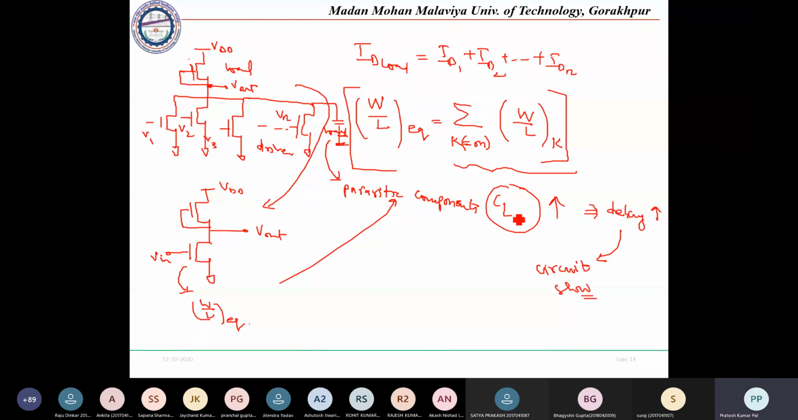So the output load capacitance should be as minimum as possible. If we increase the number of transistors, the load capacitance will be high. If the load capacitance is high, the delay will be high, so your circuit will have less speed. The circuit speed will be reduced. So this is how we do the analysis. In the next class, we will be seeing the CMOS implementation. Okay. If anyone is having any doubt, you can ask. Otherwise, we will be closing.